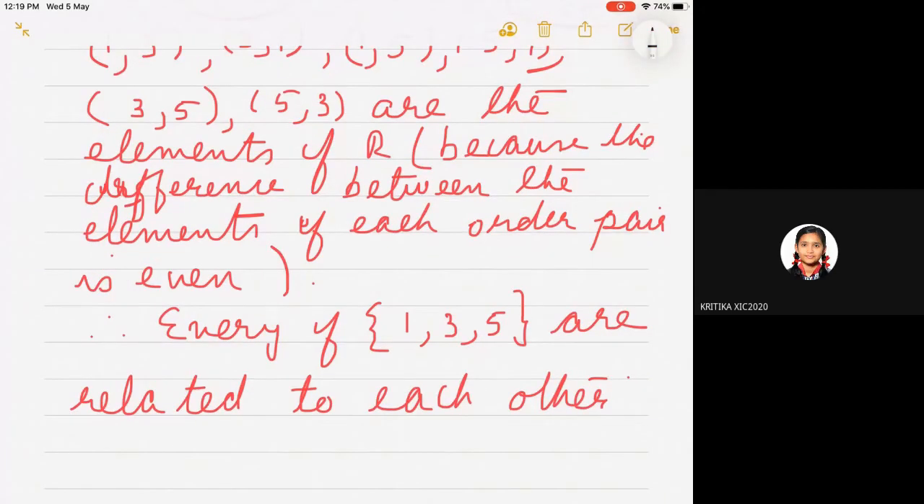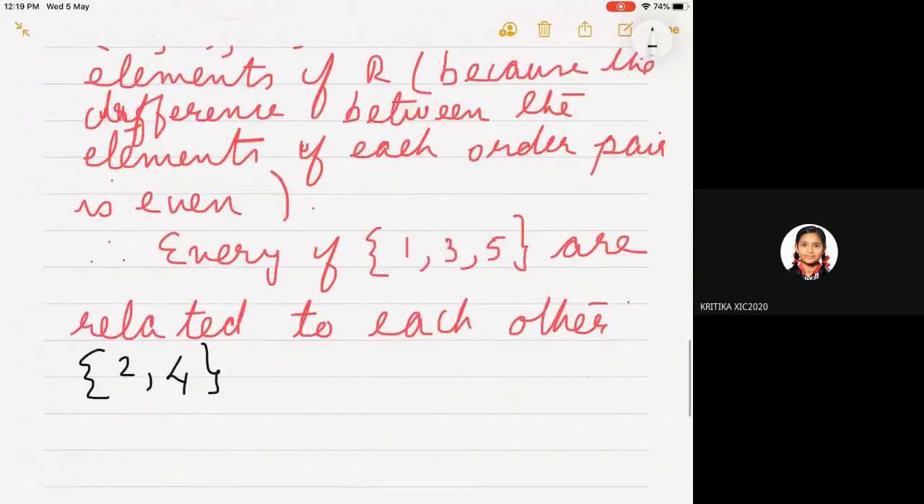Of 2, 4 are related to each other. Next, you have to say that all the elements of 2, 4 are related to each other. How do we say? 2 is related to 4 means you have to say that 2 comma 4 is an element of R, and also 4 comma 2 is an element of R.